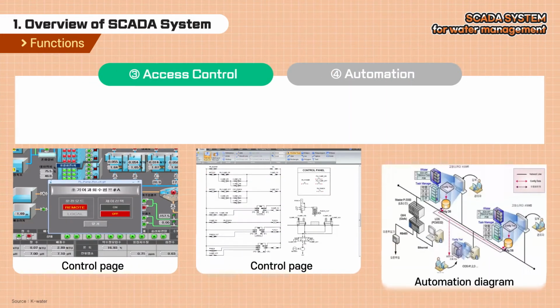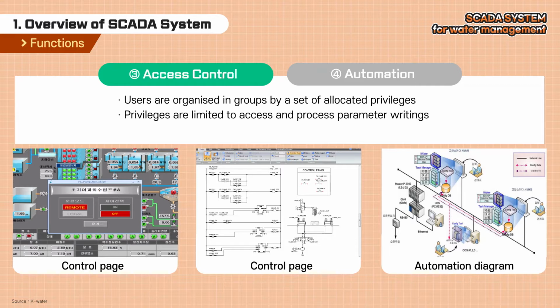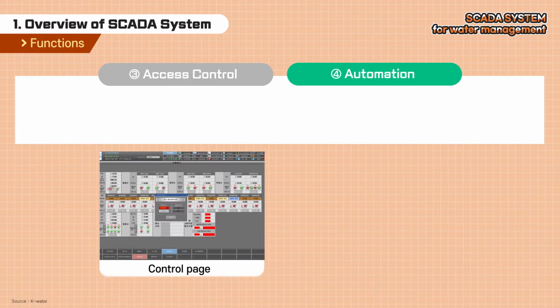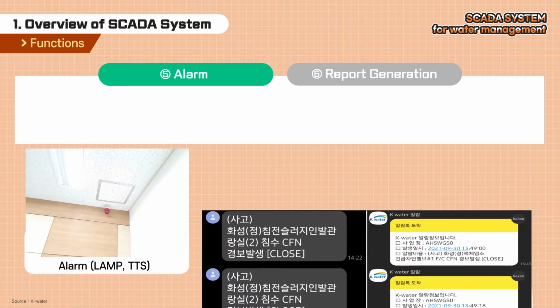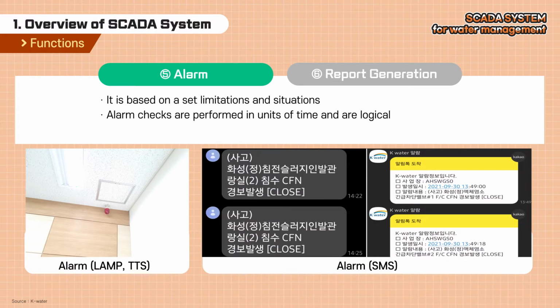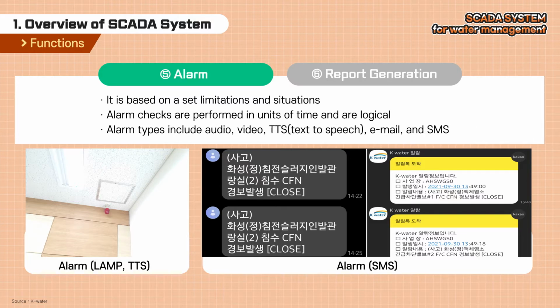Third, in access control, the control function is provided in a set range and group, and the user can check the results on the control screen. Fourth, the automation function is to automate field devices and thus provide the user with convenience functions. Fifth, the alarm function causes the system to generate an alarm when a predetermined value is reached for each situation and provides the user with the alarm contents in various forms such as voice, text, and email.